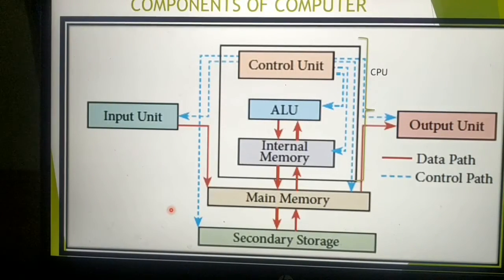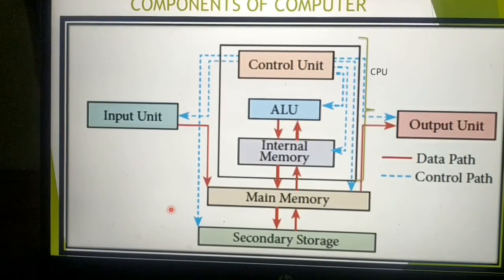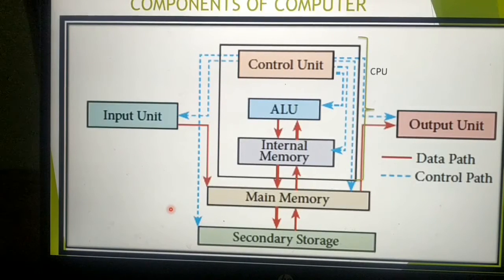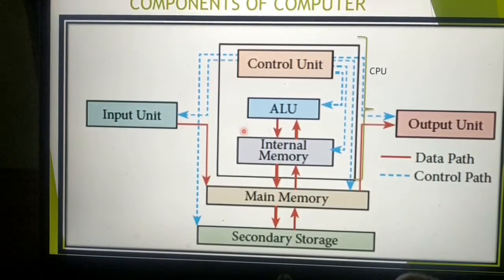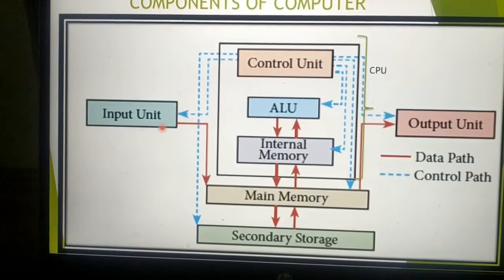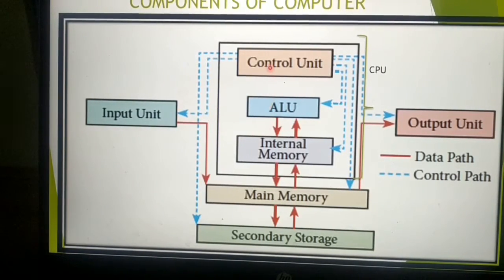Next, we can see the block diagram for the components of a computer. This block diagram contains all the four units of a computer: input unit, central processing unit, memory unit and output unit. The input unit is used to feed data to the processor. The processor contains three components.